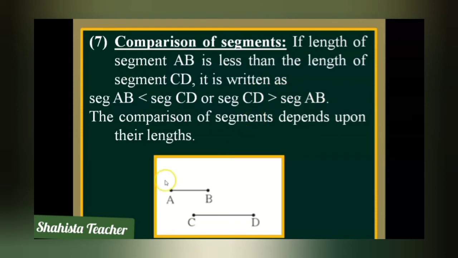Depending upon their length. So here, if AB is 5 centimeter and CD is 10 centimeter, so they are not congruent. Why? Because their length is different. AB length is 5 centimeter and CD length is 10 centimeters. So here they are not congruent. Why? Because AB is smaller than CD. Yes or no? So AB is less than CD and CD is greater than AB. So here we learn comparison of segments in this slide.